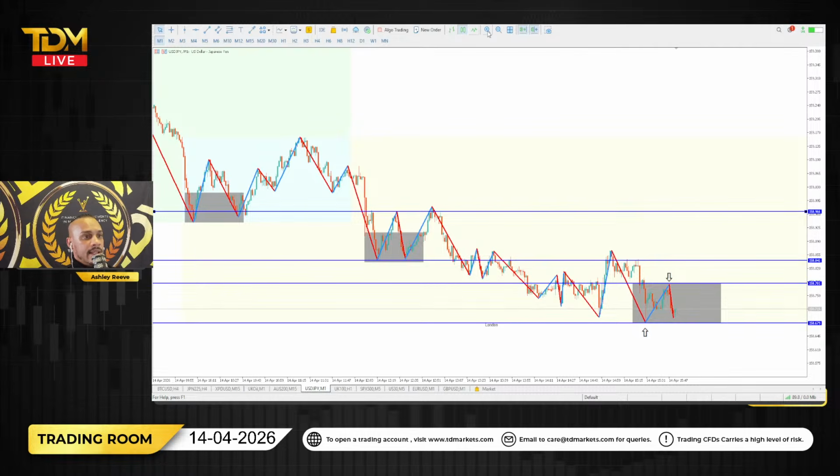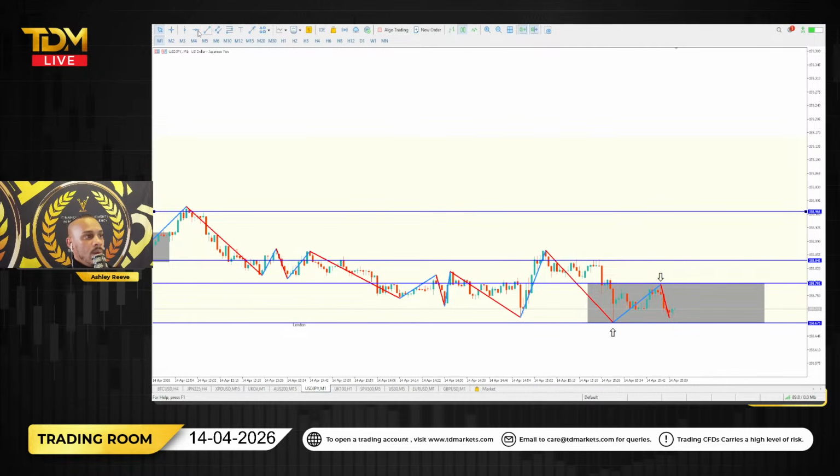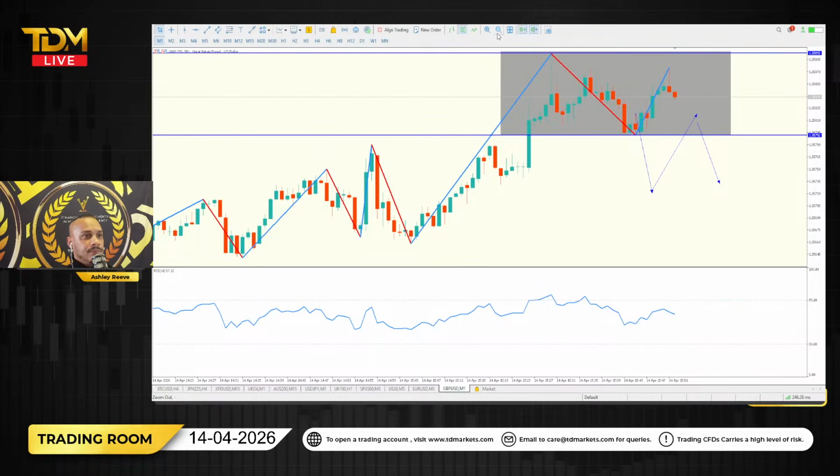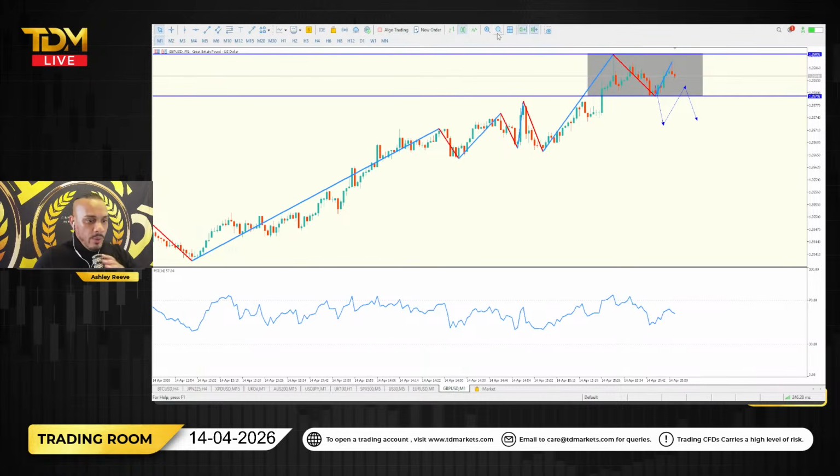USD JPY has now created another one inside. Look at this. In there. It's created another one. So now look how it's created. It's busy printing structure. Look at that. All right, guys, we're almost done here. We're seeing what's happening. It's not midweek yet.